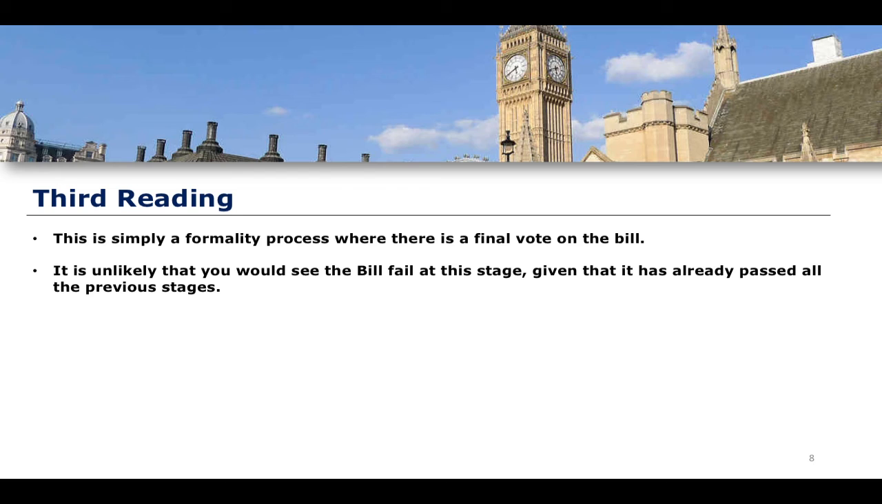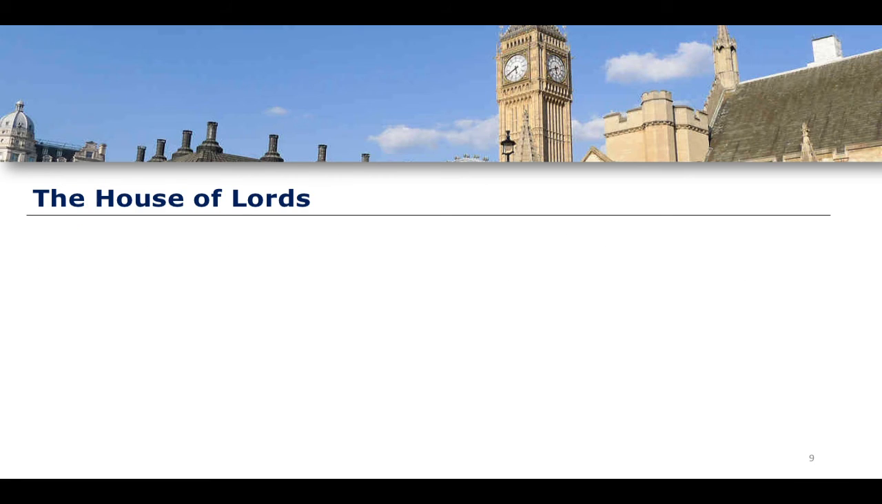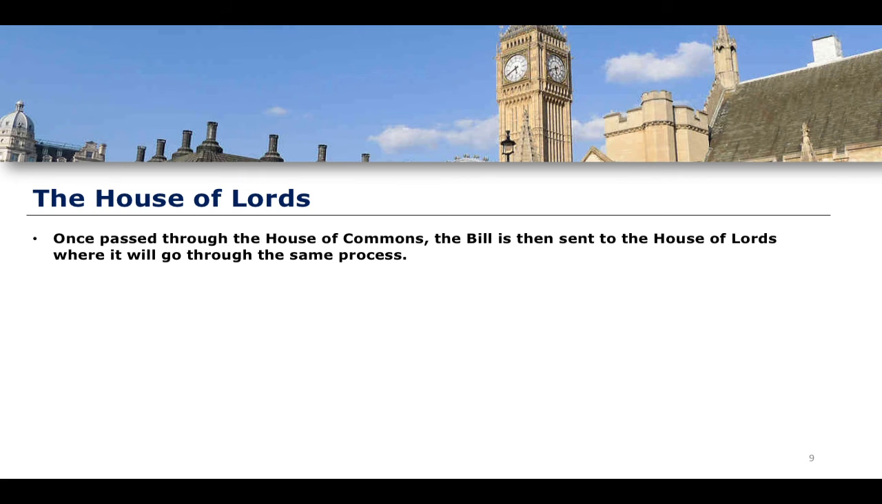It's unlikely that you will see the bill fail at this stage, given that it has already passed all the previous stages. It doesn't seem to make much sense for an MP to then vote against it at this final stage. At that point, then, the bill will go to the House of Lords. It has gone through the House of Commons. It is then sent to the House of Lords, where it will go through the same process.